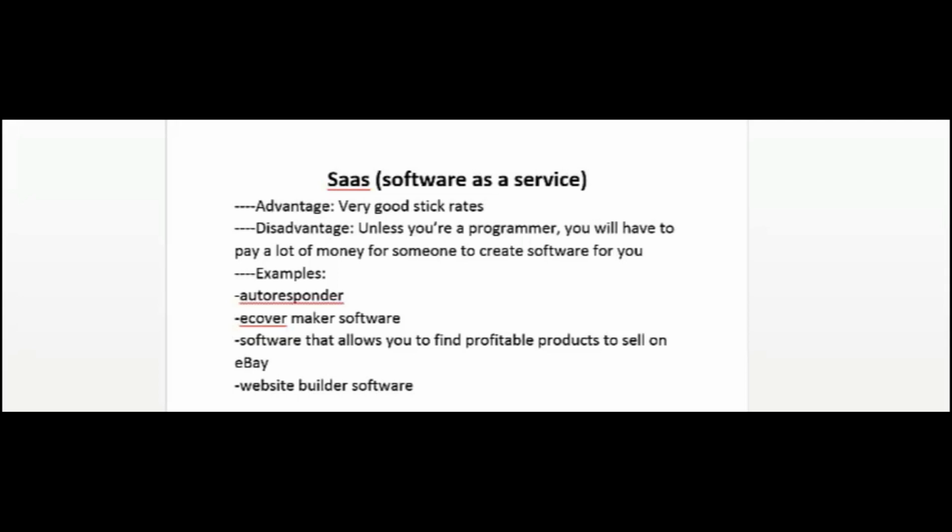Another great recurring income model is software as a service, otherwise known as SaaS. Okay, and this is where you provide a software, but instead of people downloading it, they would access your software through a membership site. Okay, so some examples of that are an autoresponder, e-cover maker software, some type of research software or tracking. For example, one that allows you to find profitable products to sell on eBay. Another one is a website building software. For example, I use ClickFunnels to create my websites and sales funnels.